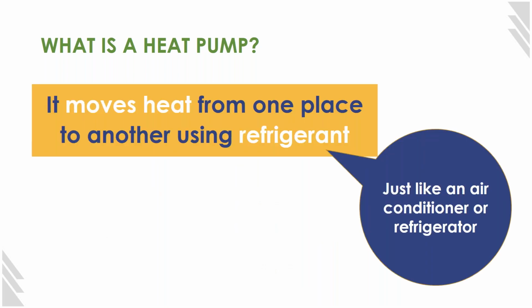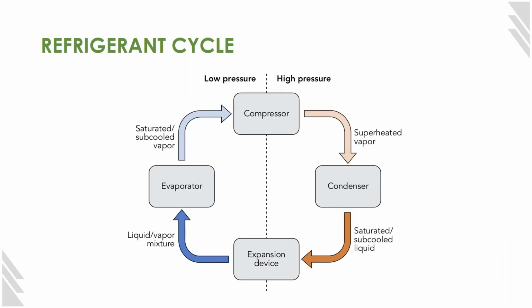So next time you're asked what is a heat pump by someone, or if it comes up, you can just tell them it's something that moves heat from one place to another using refrigerant, just like an air conditioner or refrigerator. The technical way that this happens is through the refrigerant cycle. And I'm not going to jump into this in too much detail right now, but this is the cycle that's used in all heat pumps and air conditioners.